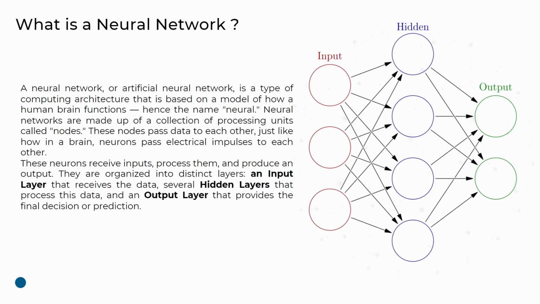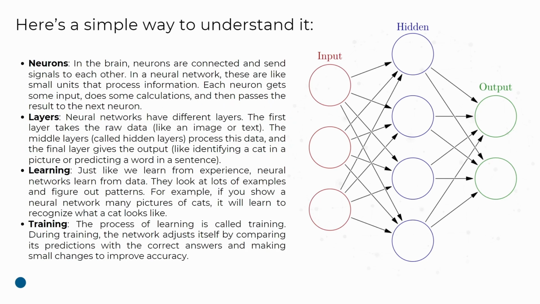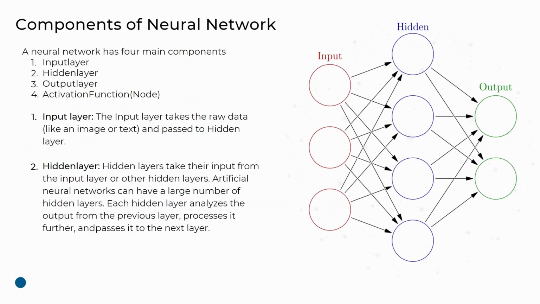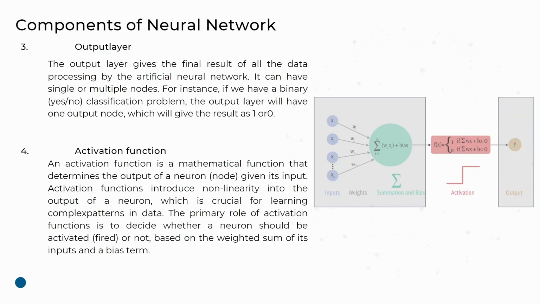Neural networks are composed of interconnected nodes or neurons that are organized in layers. As we can see over here, we have three layers: input layer, hidden layer, and output layer. Input layer means whatever columns you have will be fed as input, and the hidden layers will process that input data. Each neuron gets some input, does some calculation, and then passes the result to the next neuron. The output layer will predict, like identifying a cat in a picture or predicting a word in a sentence.